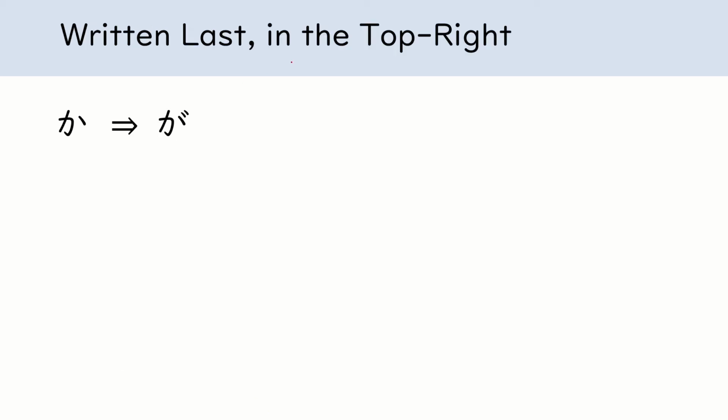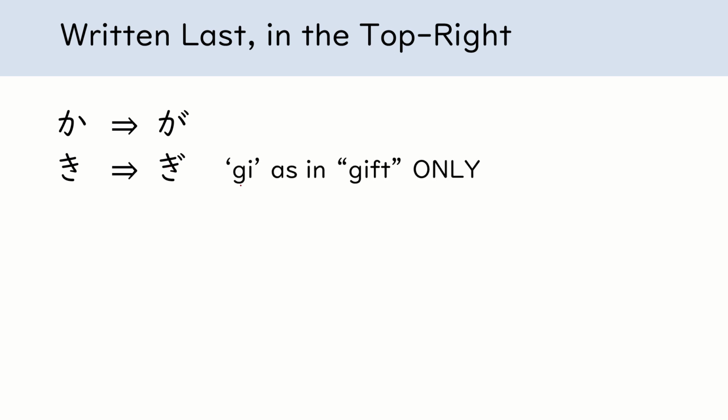Now, if we look at the whole list of the ka row, we can see ka to ga, ki to gi. Now notice that this is gi. Some people think that, oh yeah, gi, and so then I read that as G, as in giraffe. You never do. Remember, Japanese, do not think of how English spells things. That's not relevant for Japanese in general. This is a gi as in something that you would wear in a karate match. Gi as in gift, and that's the only way we pronounce it. This character is pronounced the same way every single time we see it.